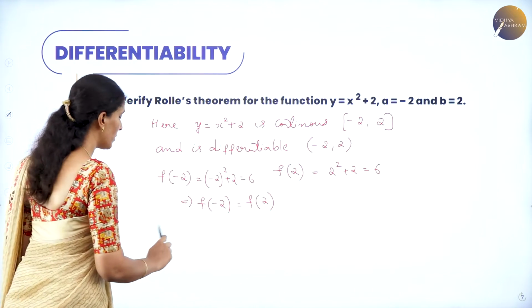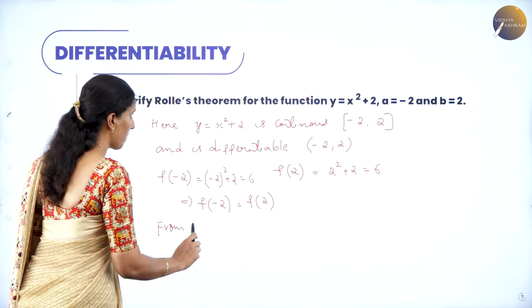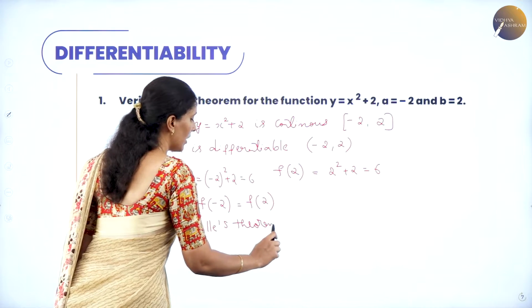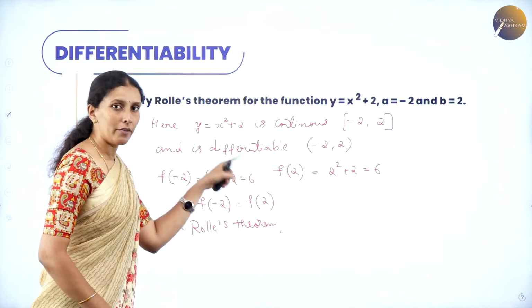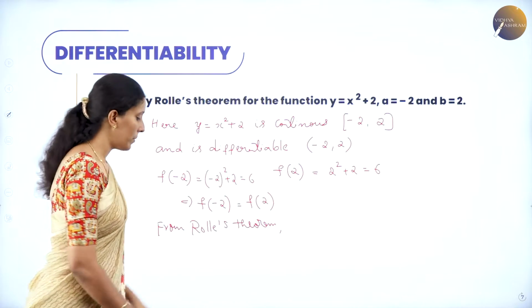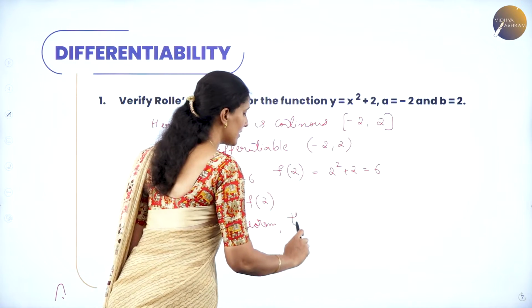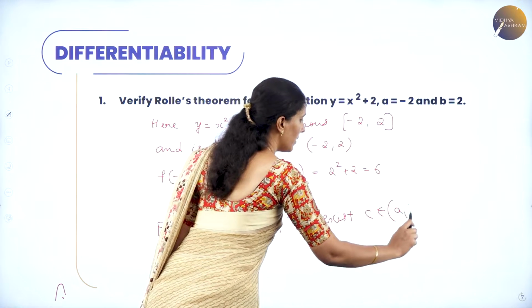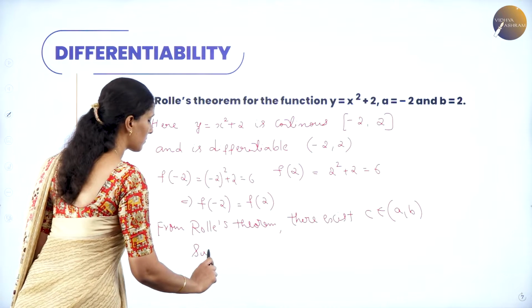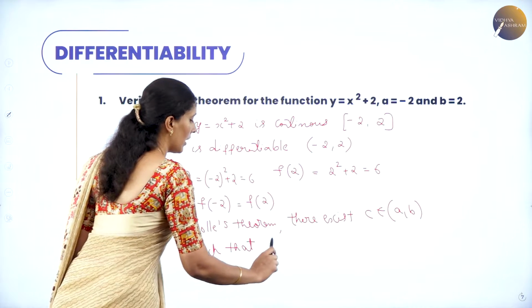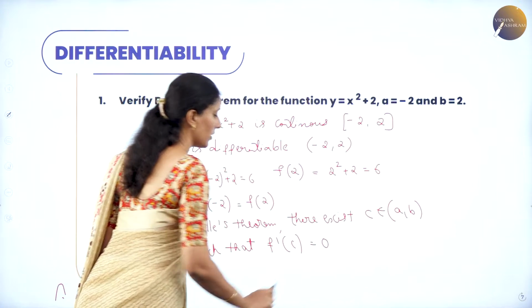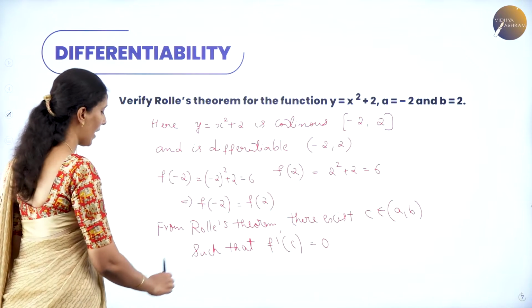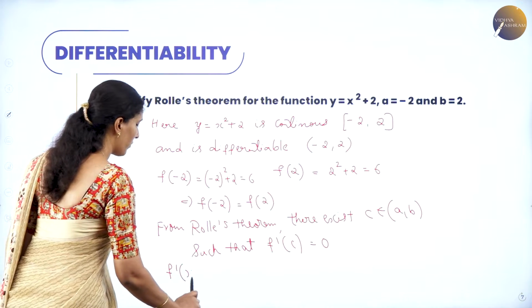So from Rolle's theorem, if these conditions hold, that is, if the function is continuous, differentiable and f of a is equal to f of b, then there exists c belonging to a comma b such that f dash of c is equal to 0. Now let's see what f dash of x is.